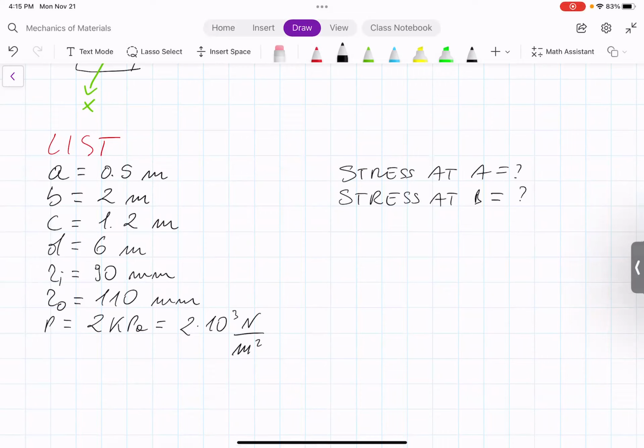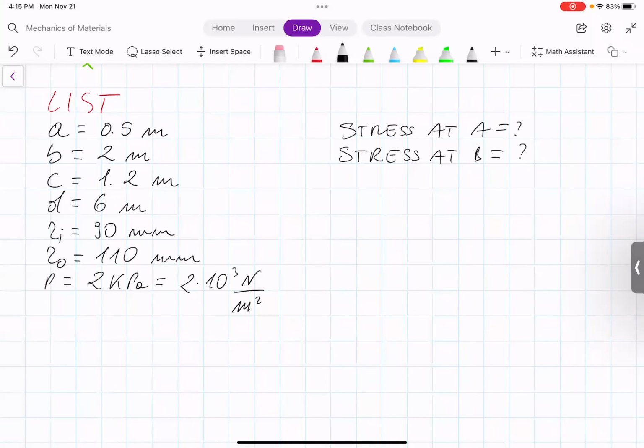So here we have A, the distance between the pole and the sign. Then we have B and C, the dimensions of the sign. D is the distance between the ground and the sign. And then we have the internal and external radius. Internal radius 90 millimeters, external radius 110 millimeters. And then we have the pressure that is applied on the sign because of the presence of the wind, which is 2 kilopascal, which is 2 times 10 to the power of 3 Newton over meter square.